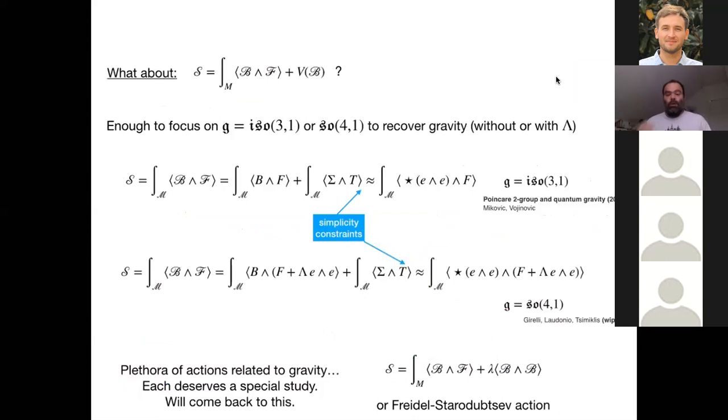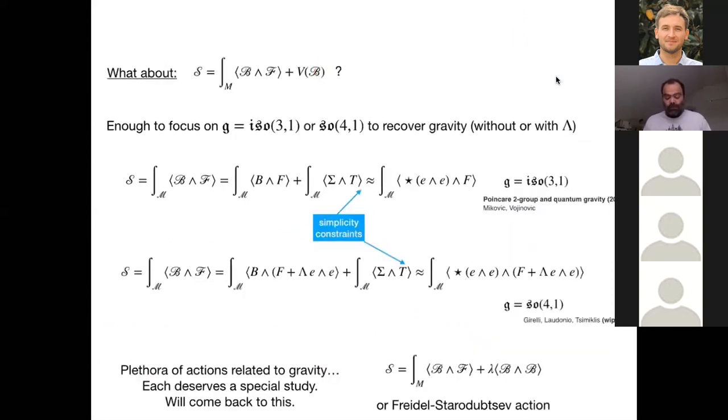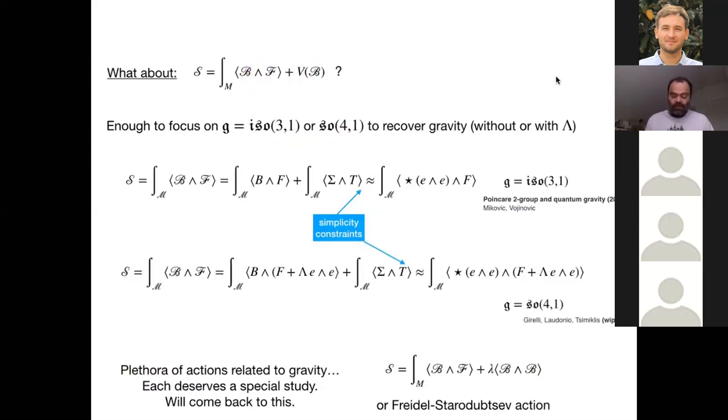And then you could say, oh, but what about adding a potential to this BF action? The potential is not going to affect, if it doesn't have derivatives, this discussion about the symplectic potential, what the configuration variables are and so on. Usually we take something of the BB type. But in fact, it's enough to look at these cases for gravity, the Poincaré case or the De Sitter case, because both of these BF type actions are enough to get both the flat gravity case or the curved case with a cosmological constant.